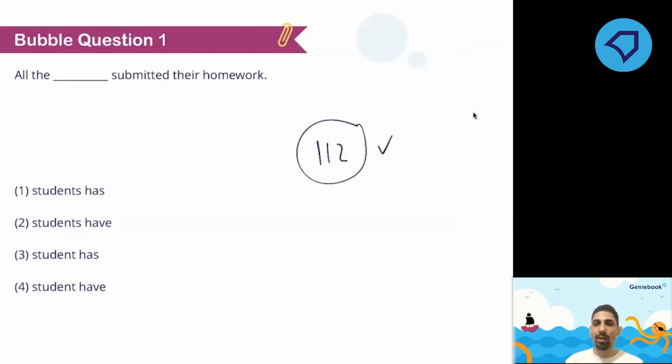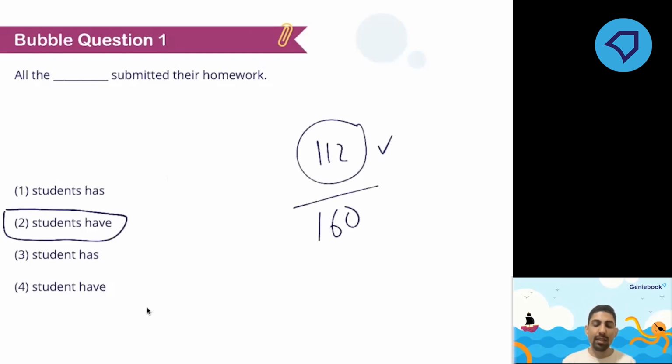So to get an understanding of how well you guys did, we have 160 people here. So it's not bad. Most of you figured out that the answer is this: students have. A large majority. The next popular answer was number 1. But number 1 is wrong because has is a singular verb. When we use the word all, we're talking about the plural. So has does not match students.